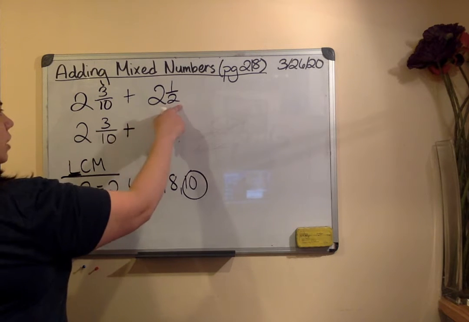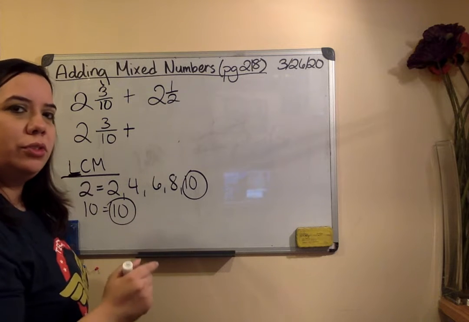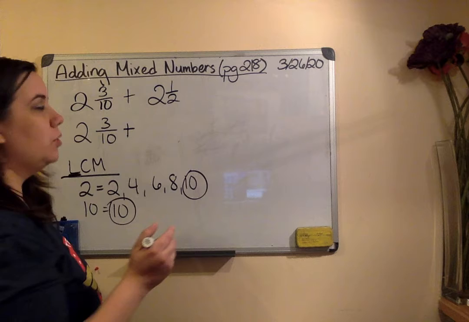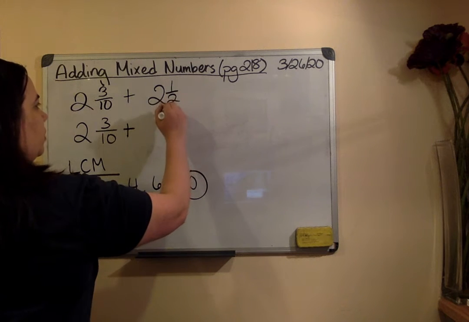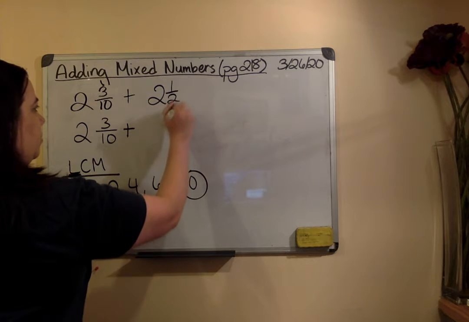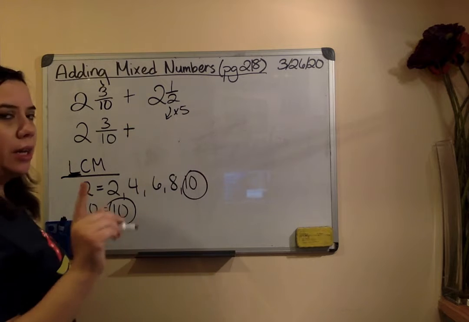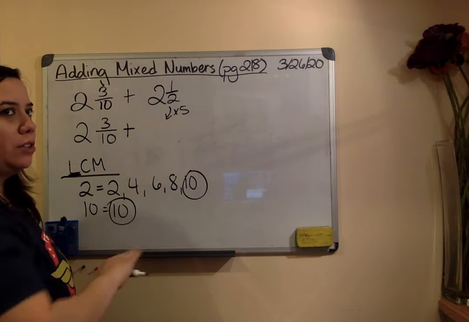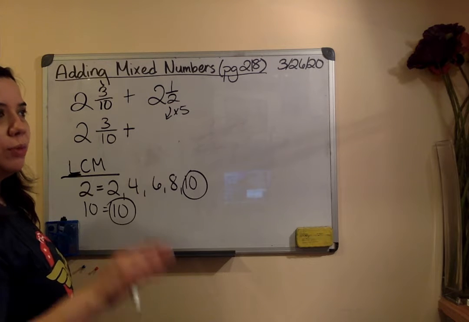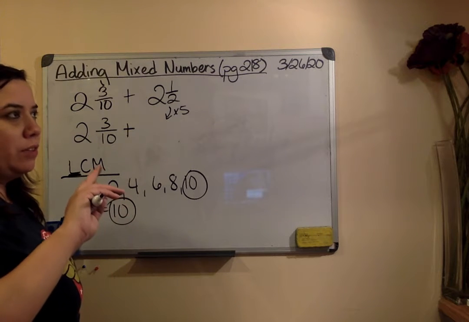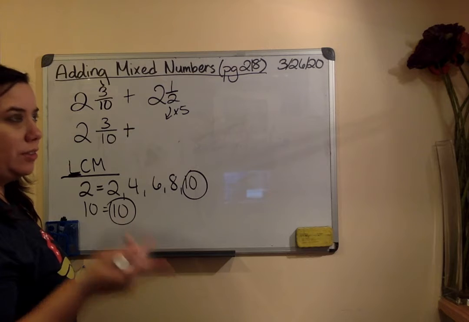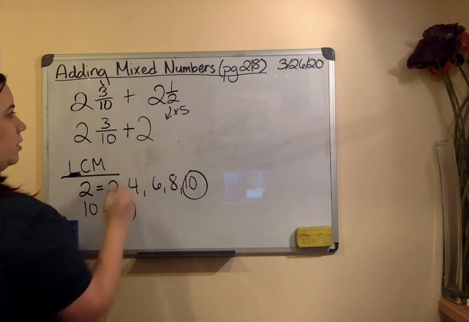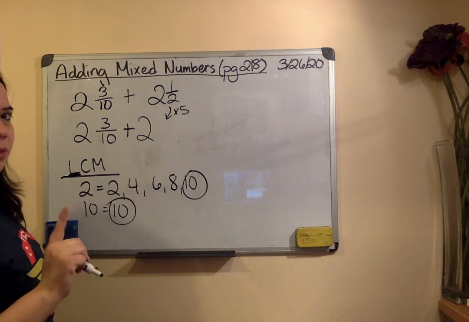Now we got to change 2. What do we have to do to 2 to make it 10? Right, multiply by 5. So we're going to take it and multiply by 5. Now, you're not multiplying the whole number. The whole number stays the same. We're not doing anything with the whole number. We're just changing the numbers in the fraction. It's still the same amount. It's just a different number. So 2 gets left alone. Please do not do anything with the whole number yet.